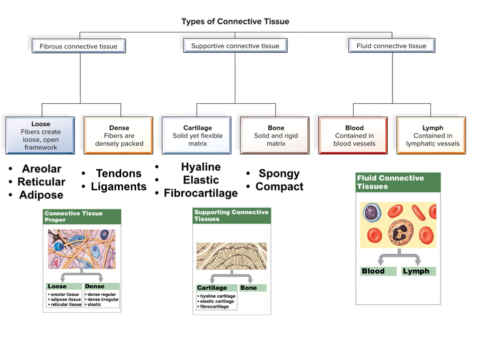So the fibrous connective tissue, we have loose and dense fibrous connective tissue. The loose fibers create a loose, open framework, and the dense fibers are densely packed. An example of loose is our areolar, our reticular, and our adipose tissues. Our dense are our tendons and our ligaments. Of those fibrous, in our supportive are our cartilage and our bone. So when you think of supportive, think of supporting your body.